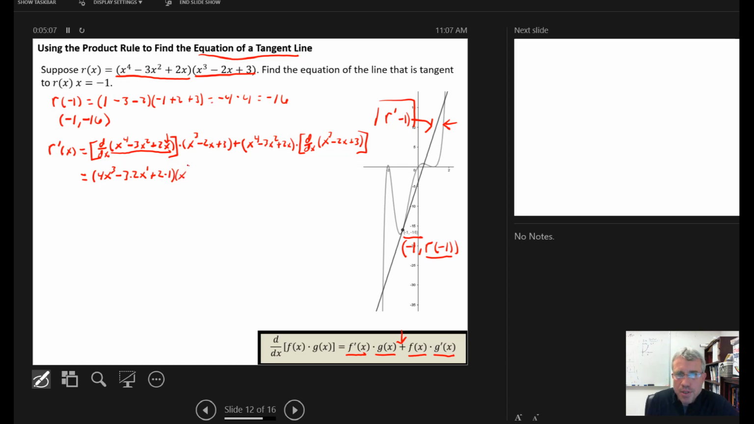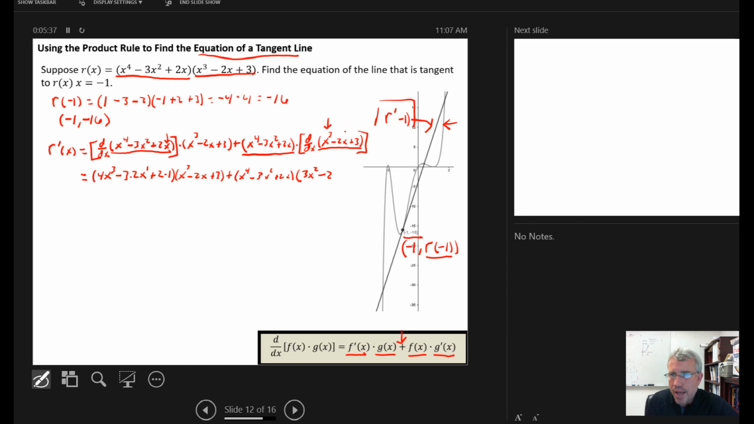And it's times the x cubed minus 2x plus 3. We don't need to do anything to that. Plus, rewrite this function, x to the fourth minus 3x squared plus 2x times the derivative of this function. Apply the power rule to x cubed. Bring the 3 down into the coefficient position. Reduce the exponent by 1, minus a constant multiple of the derivative of x.